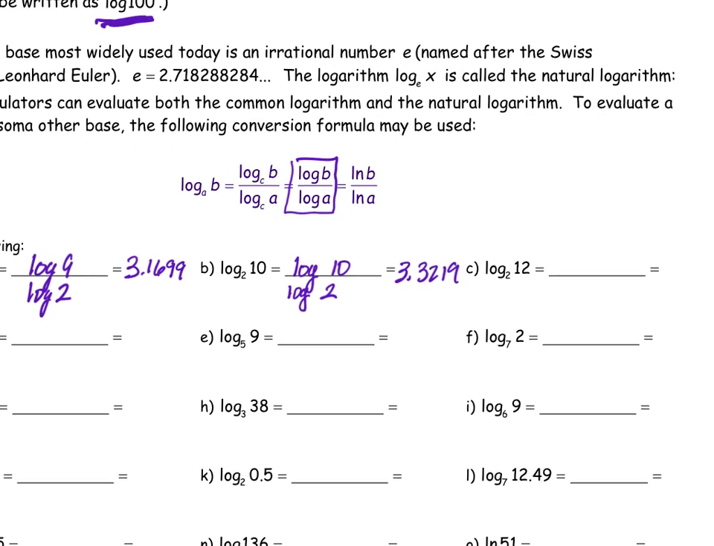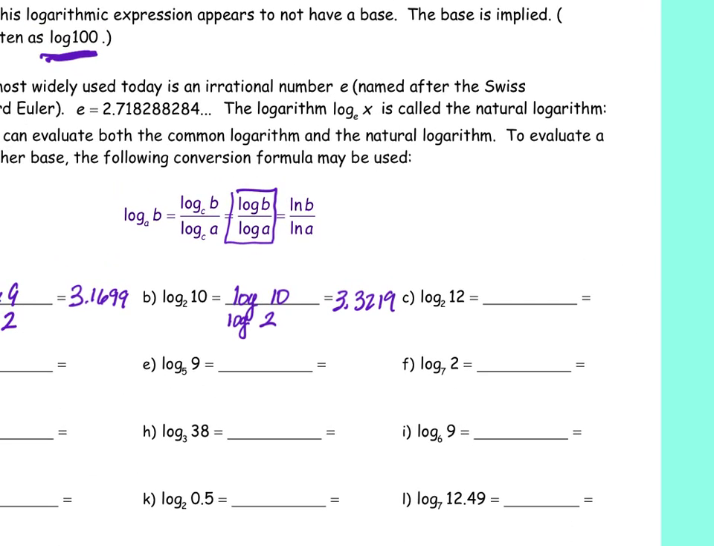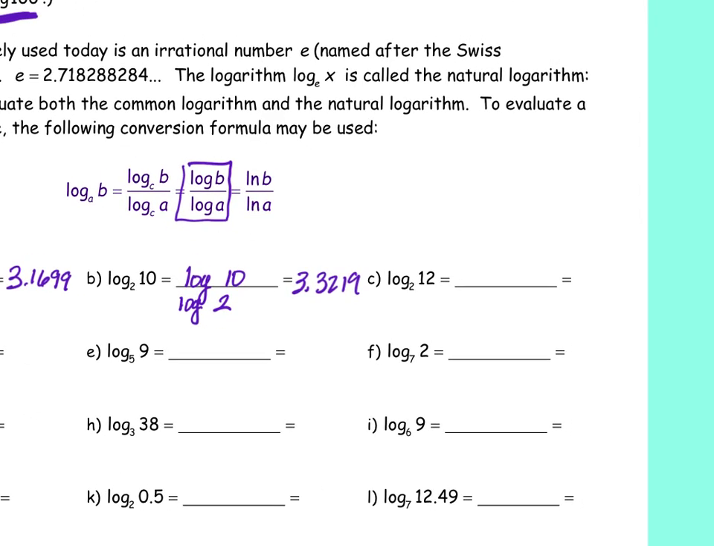Let me give myself room to write over here. Log of 12 divided by log of 2. So in my calculator again, 12 log divided by 2 log equals 5 point, oops. Obviously I can't read either, you guys. Let's try that again.